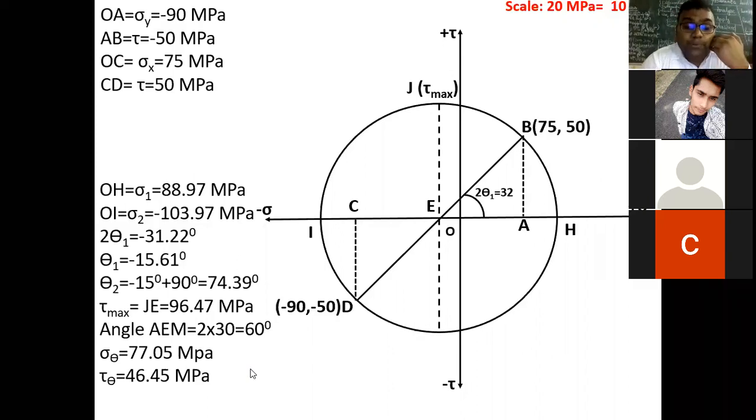Now we have to find out the last part, where the sigma theta and tau theta at the given angle, and the angle given is 30 degree. In the 30-degree inclined plane we have to calculate the value of normal stress as well as shear stress on the inclined plane. So let's see that.